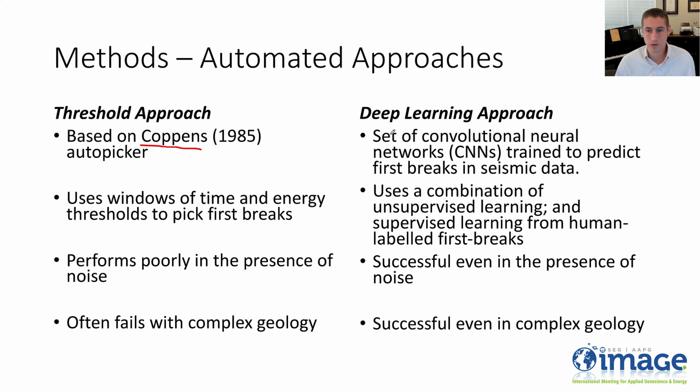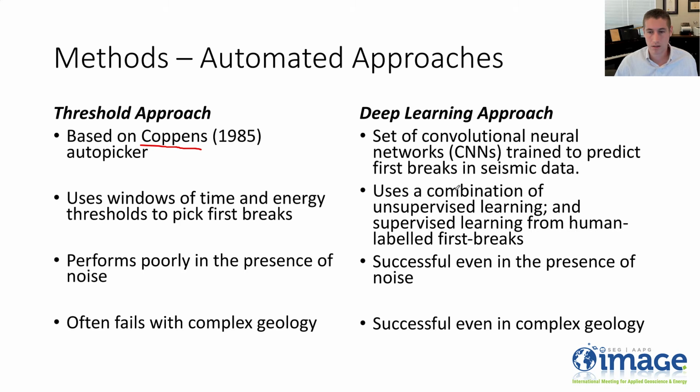Convolutional neural networks have recently achieved state-of-the-art results in many image classification tasks and object detection tasks, even in the presence of noise. Deep trace is a deep learning approach that uses a combination of unsupervised learning and supervised learning from human-labeled first breaks in a variety of contexts. Models are trained directly on raw seismic data, as well as data that have been flattened using human-defined move-out trends.